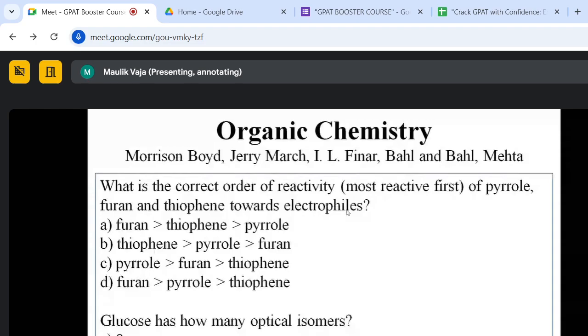And how many optical isomers does glucose have? So how do you count this? 15 is the correct answer, but how do you count it? Sir, formula 2 to the power of n, sir. So in glucose there are four chiral carbons, four stereocenters, and that's why 2 raised to 4 is 16. That's how glucose has 16 stereoisomers.